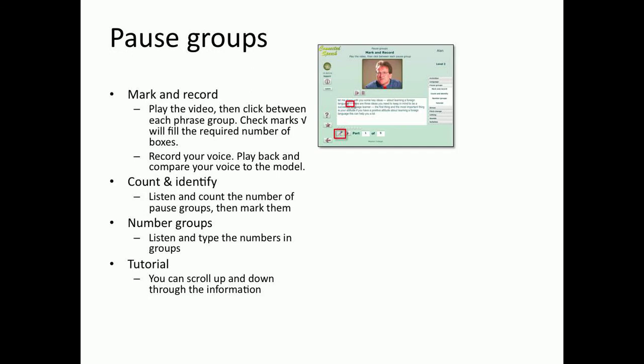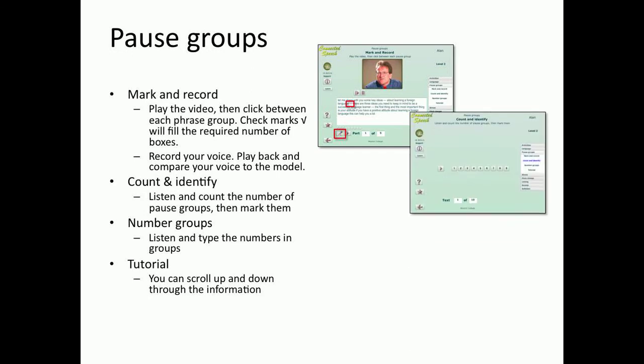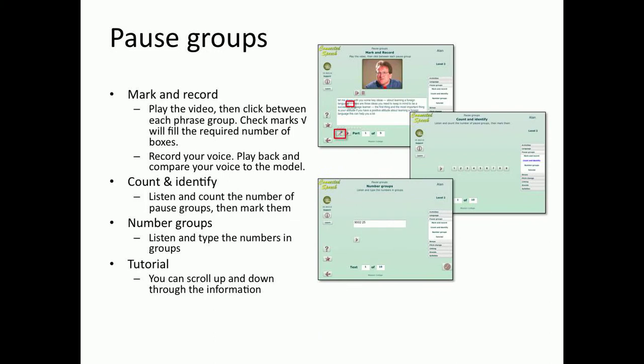The second part of it is to record your voice. So after you've listened to it a few times and identified the places where the speaker paused, you'll be asked to record your voice. So there's a recorder right in the screen. You just click on it and record your voice and play it back and compare yours to the model. There's another section called Count and Identify, and it asks you to listen to something, count the number of pause groups, and then mark them. Number groups, sometimes they ask you to listen and type the numbers in the box, and there'll be numbers with many digits. Well, at the advanced level anyway.